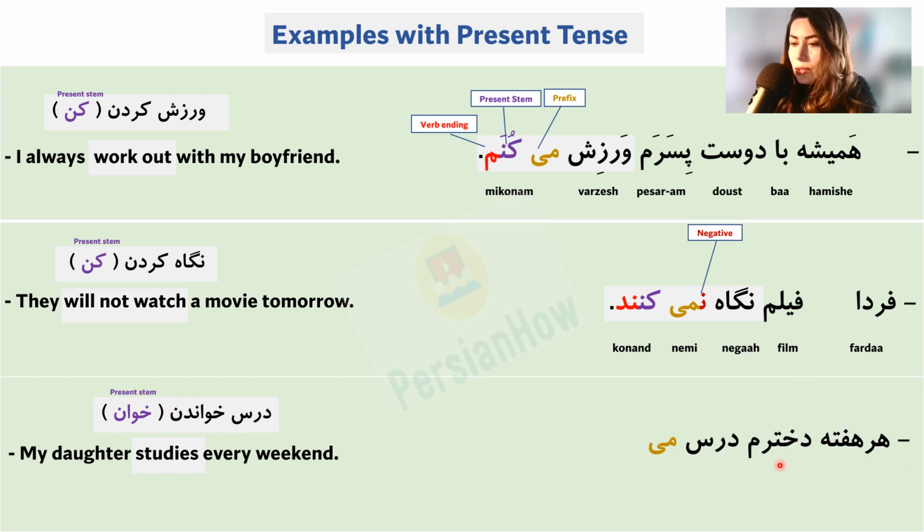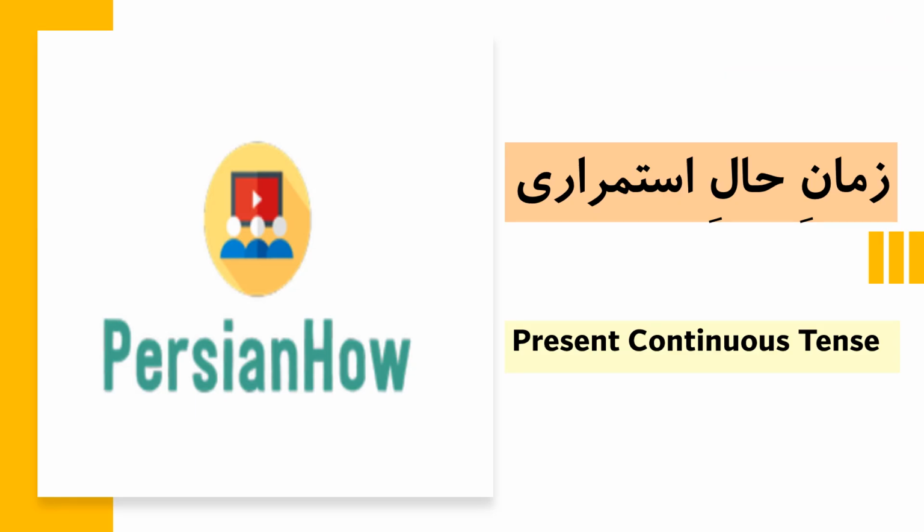هر هفته دخترم درس میخواند. We can also start the sentence with دخترم and say دخترم هر هفته درس میخواند. زمان حال استمراری.